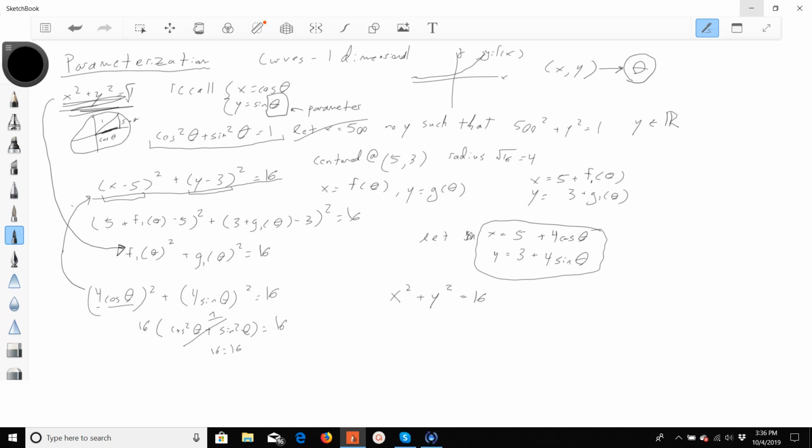In other words, I know, for example, in the unit circle, cosine squared theta plus sine squared theta is equal to 1, so I made use of that, and I just wrote the whole thing in terms of theta. Here, I can't just let x minus 5 be cosine theta, and y minus 3 be sine theta, because then I'm going to get cosine squared theta plus sine squared theta is equal to 16, but it's not, it's equal to 1, right?